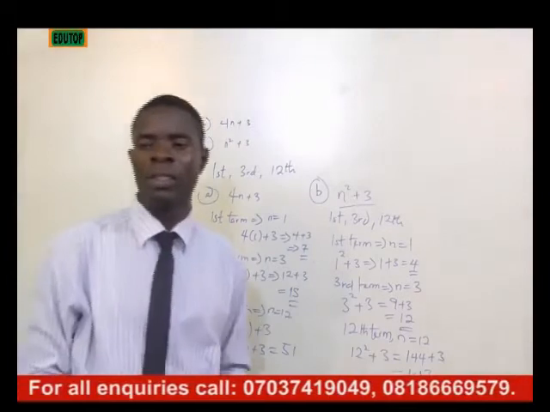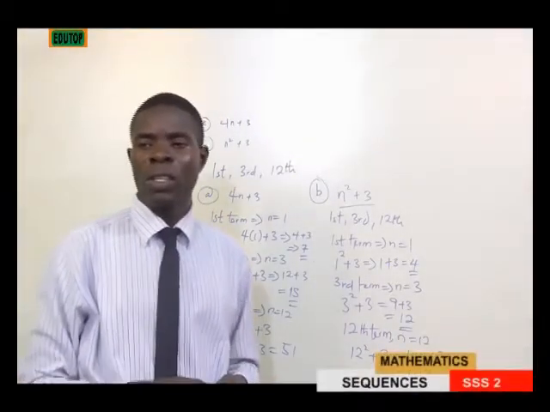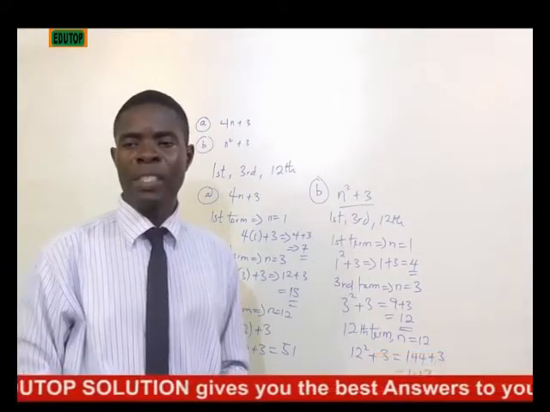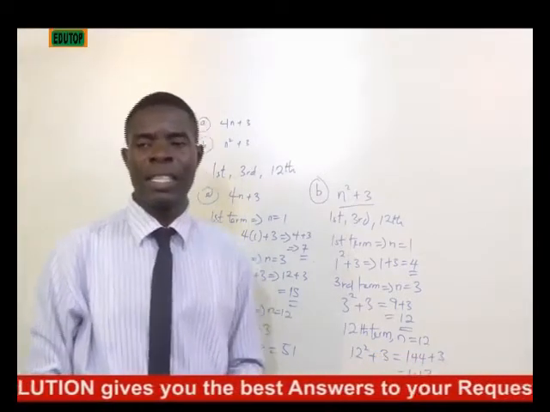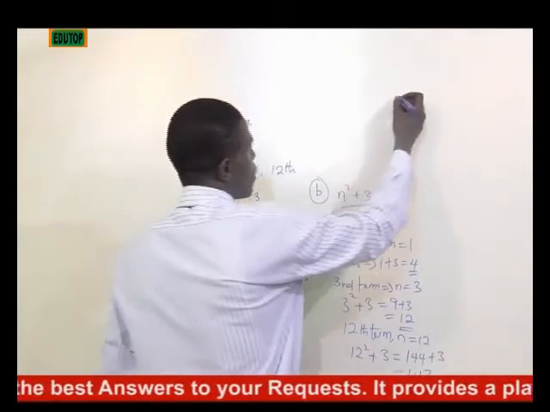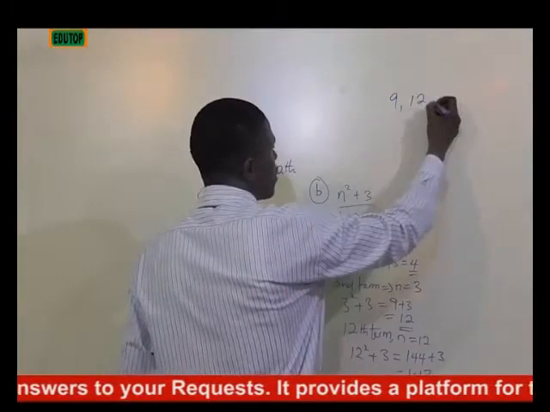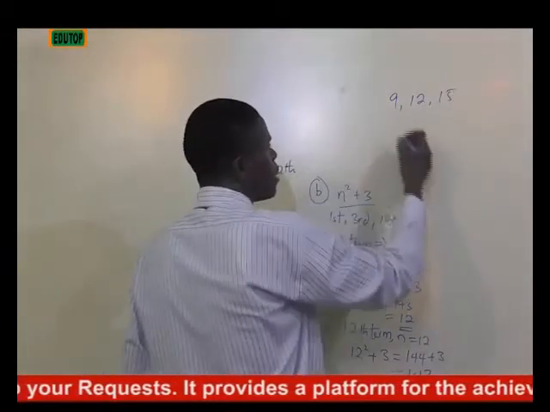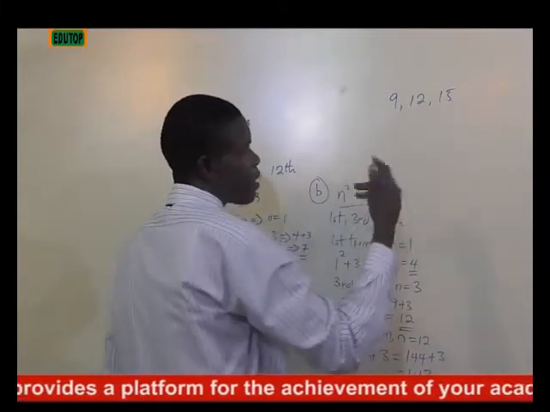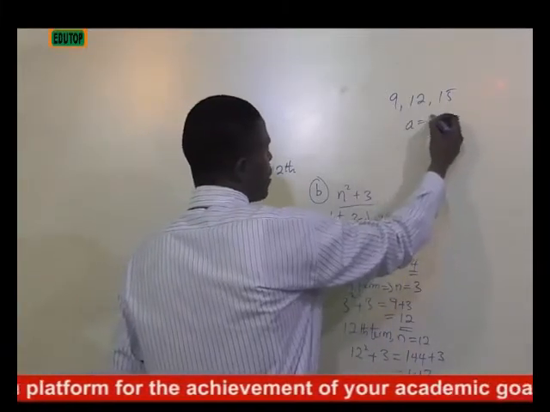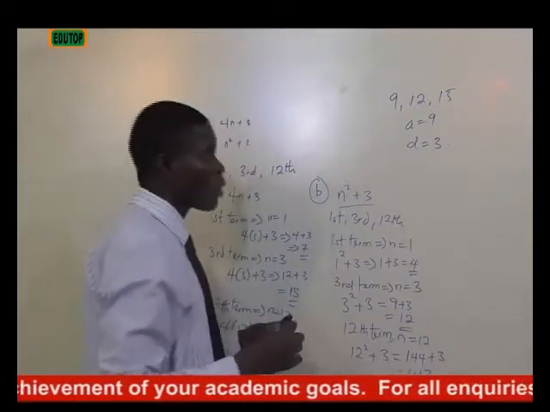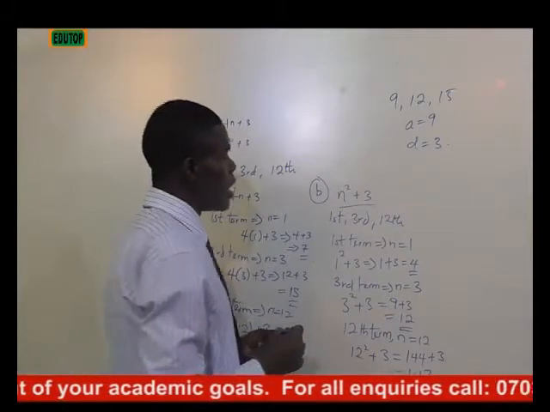Arithmetic progression. The sequence 9, 12, 15 is said to be in AP since the first term is 9 and the common difference is 3. You have 12 and 15. This sequence is said to be in AP simply because the first term is 9 and the common difference is 3. So that is why it is said to be in AP.